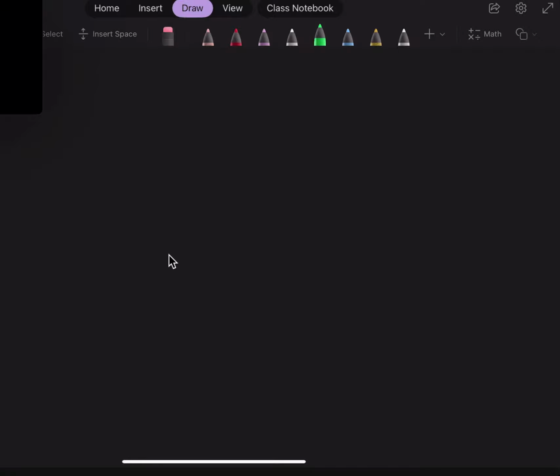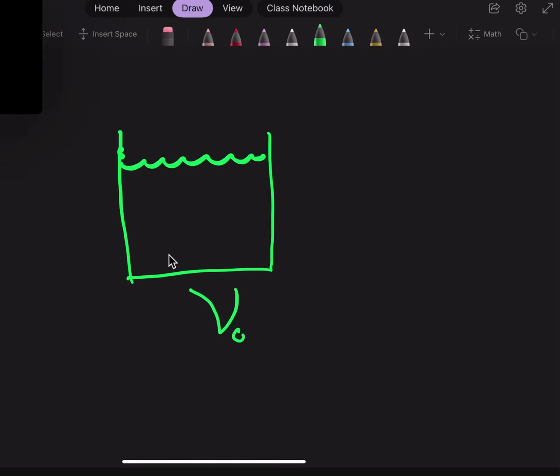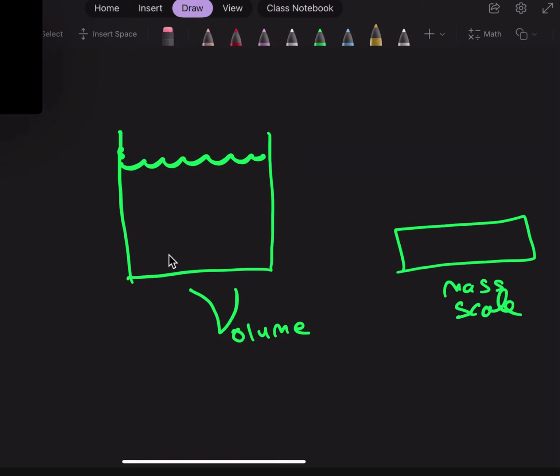So the theory for today is that you're going to have a graduated cylinder that's going to have some liquid, and this is going to be used to measure volume. V is going to represent the volume. And you're also going to have a digital mass scale, and you're going to have different materials. So let's say you have a piece of gold, and you're going to weigh the gold and measure the mass of gold.